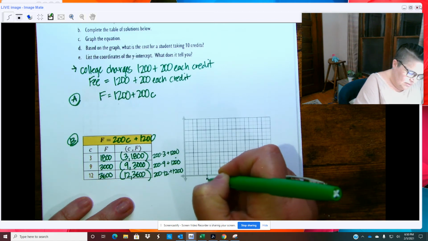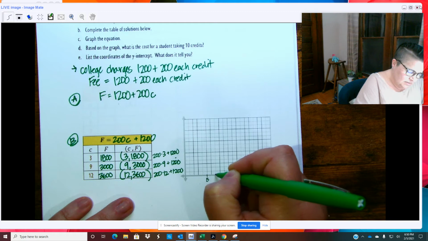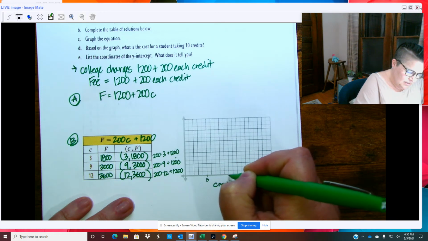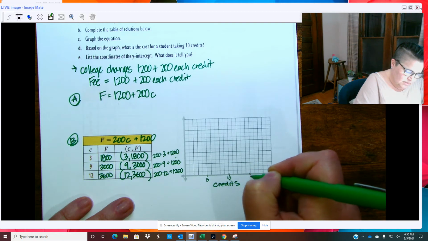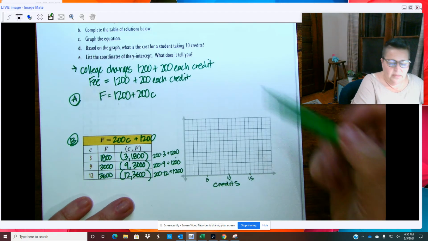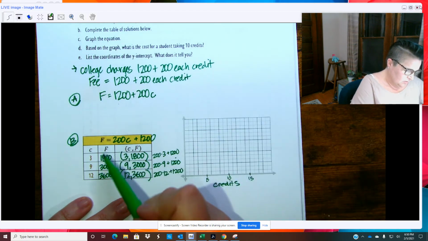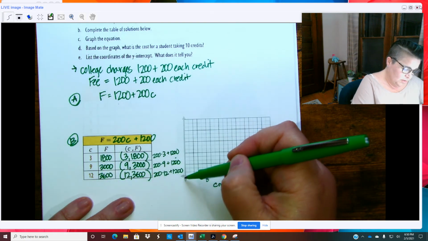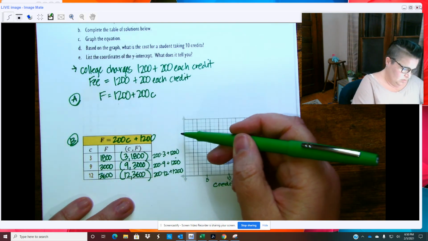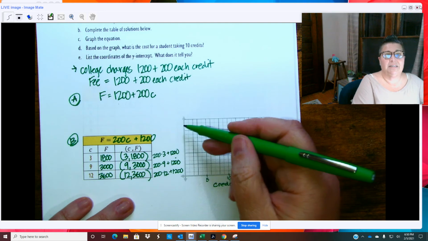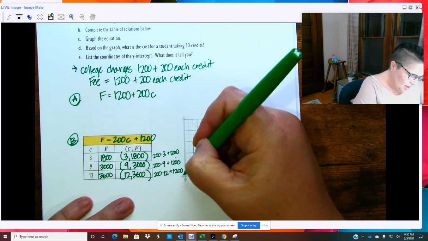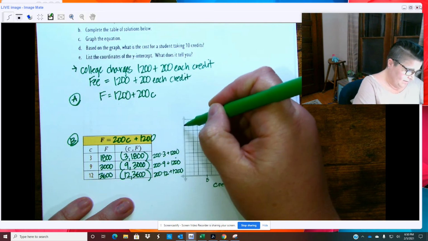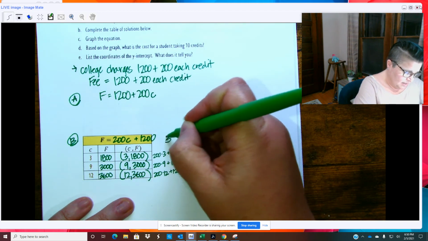I'm just going to mark some of these so I have a reference. 6, 7, 8, 9, 10, 11, 12, 13, 14. And then across the y-axis, notice it's the second one, or the dependent variable. Sorry, that's the dependent. This is the independent. We'll get to that later. This is the y value, so this is our fee in dollars.